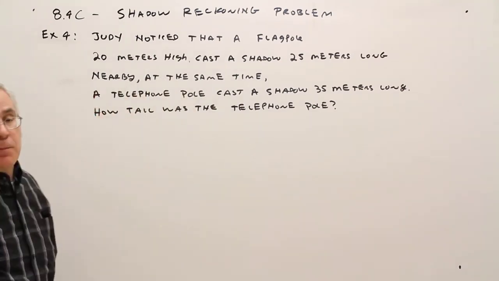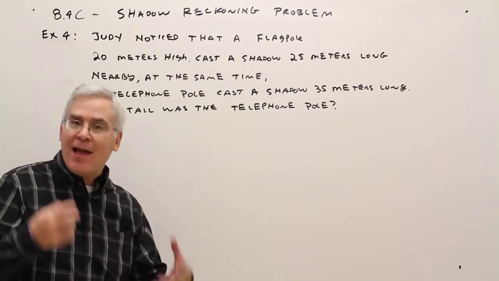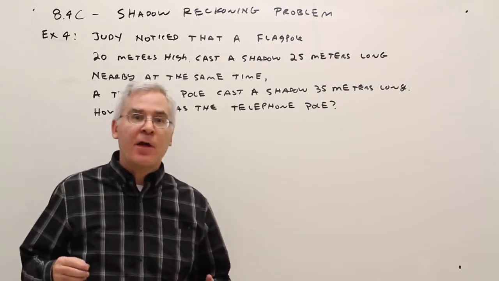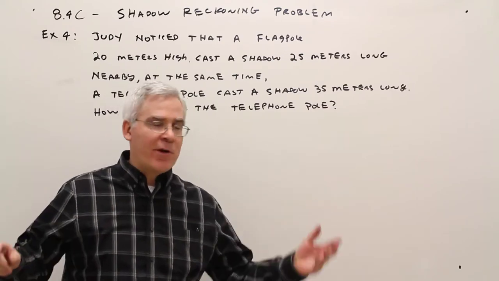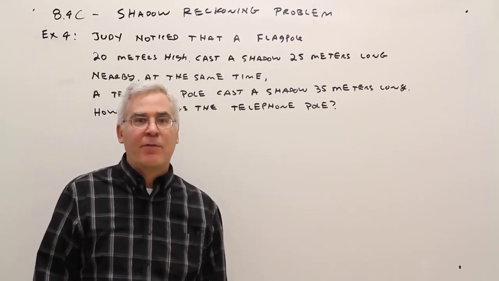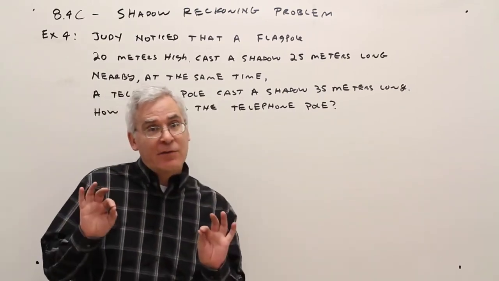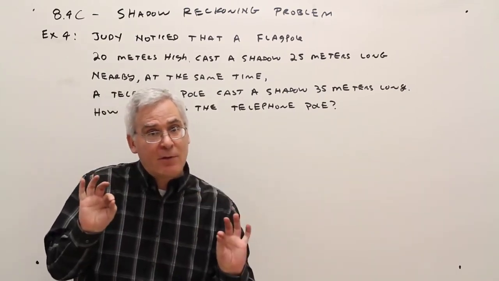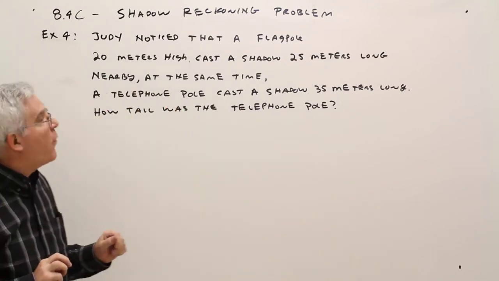Welcome to video 8.4c, a shadow reckoning problem. These are classic problems. Every math teacher loves them. You'll see them on the ACT, the SAT, any trigonometry class will have them. So here it goes. And just to let you know, triangle similarity forms the basis for a whole class called trigonometry. Okay, so example 4.